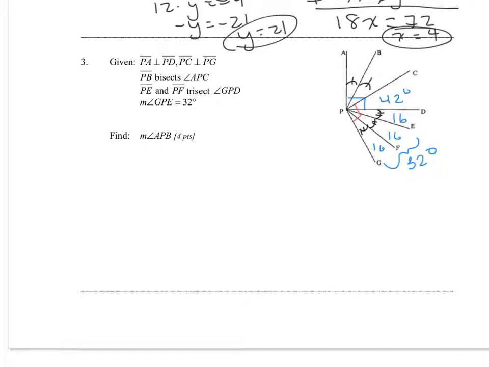Now, remember that this is a right angle here. We've taken care of 42 degrees of that right angle, and we know that the rest of the right angle has actually been bisected. So we can figure out this entire angle is 90 minus 42, which is 48. And then each piece of it is 24 degrees. So the measure of angle APB is 24 degrees.